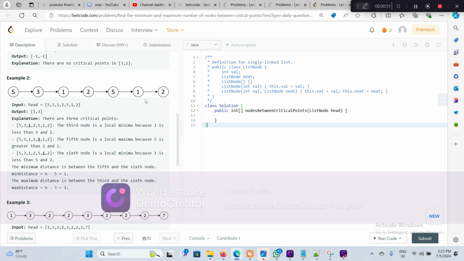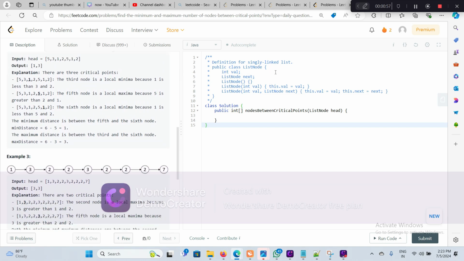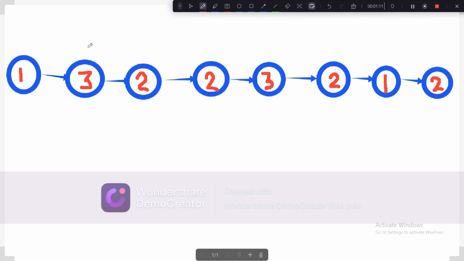Okay, so let's explain the approach for solving the question. Basically what we have to find is the maximum distance and the minimum possible distance between any two critical points in the linked list. So let me explain with a diagram in a better way. This is one example. I'm not taking the example given in the question, but a better example which will cover the other scenarios.